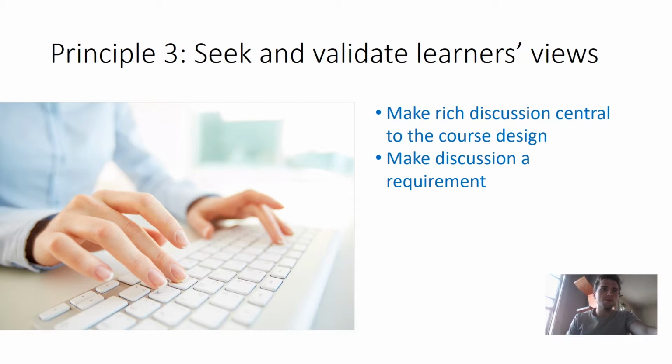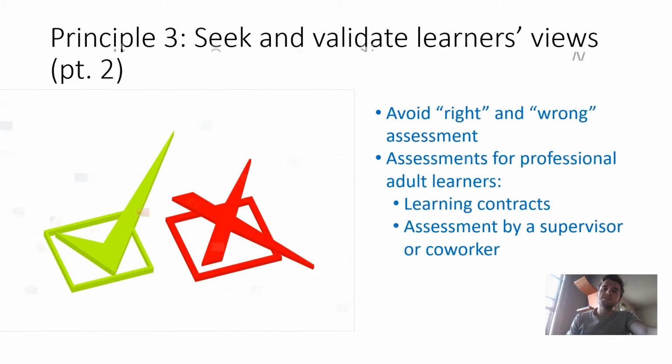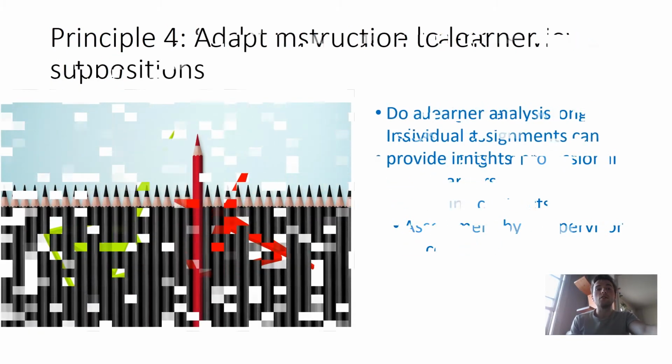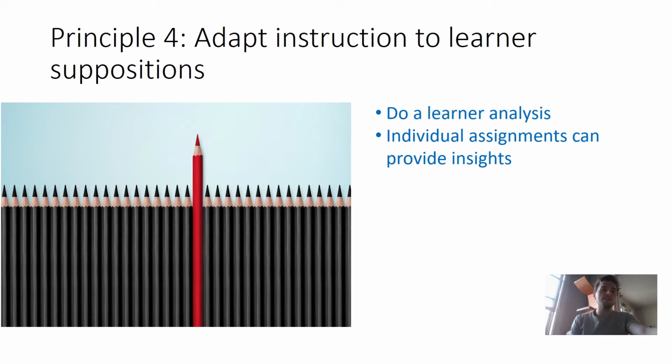Kind of segueing off that, instructors should avoid a right and wrong assessment system because it reinforces the idea that it's more important to be right than to have interesting ideas or develop critical thinking skills. Alternative forms of assessment for adult learners, such as learning contracts or assessments by an adult learner supervisor or coworker, can be effective. The fourth principle is to adapt the curriculum to address student suppositions.